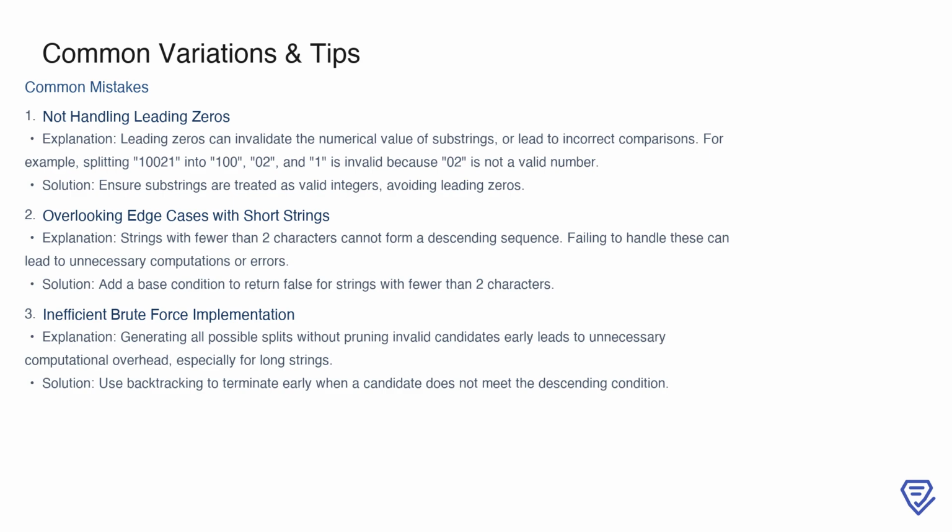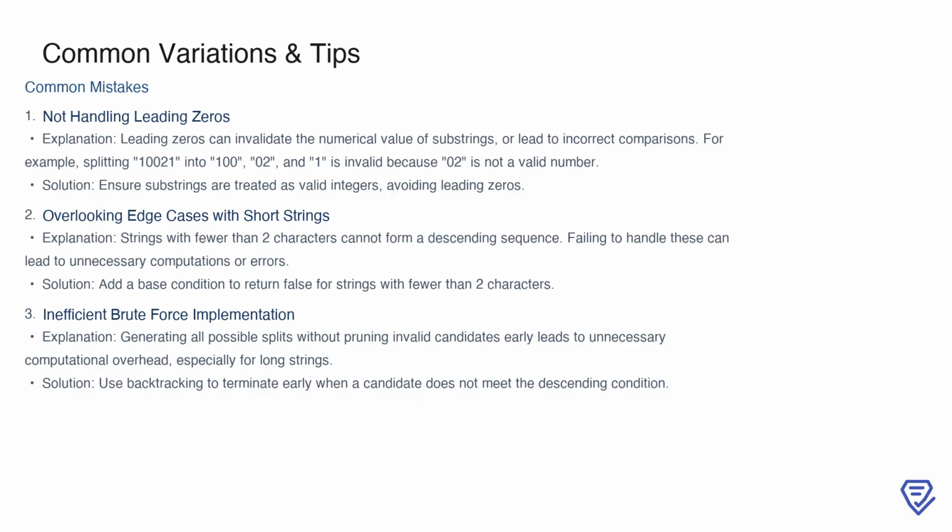For instance, in the string 10021, splitting it into 100, 02, and 1 is problematic because 02 is not a valid integer. To avoid this, ensure that substrings are treated as valid integers by skipping any splits that result in leading zeros. Next, short strings often introduce edge cases.